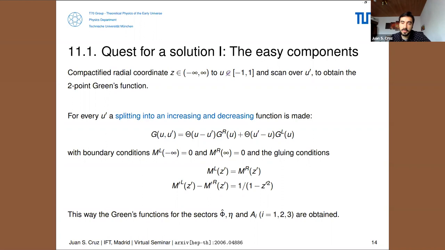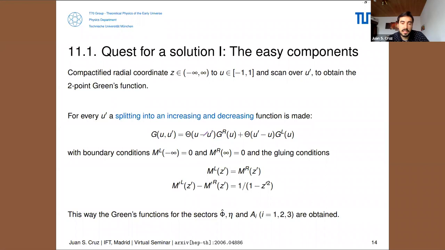And the way to solve for the diagonal components, at least the way that we did, was to fix one of the points. So let's say I'm after g(u, u'). So I fix a u' and split the function into a left and right function. So here theta is a Heaviside distribution, it is a step function.